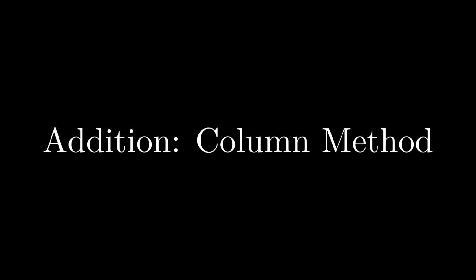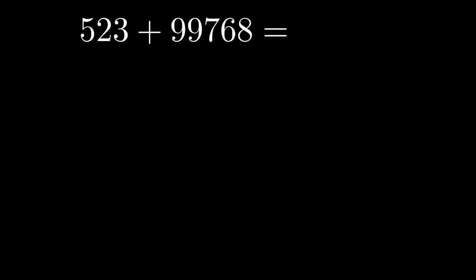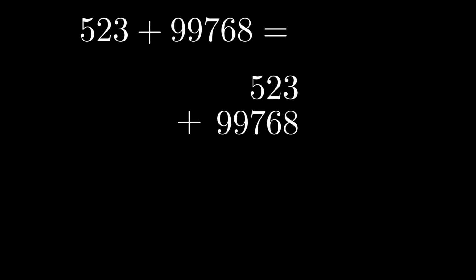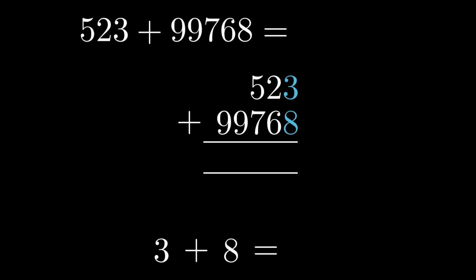Now for another example of the column method. We're going to calculate 523 plus 99,768. We put the numbers one above the other as shown. So we have, calculating from the right hand side, 3 plus 8 equals 11. One of the ones is popped in the units column and the other one is carried over.